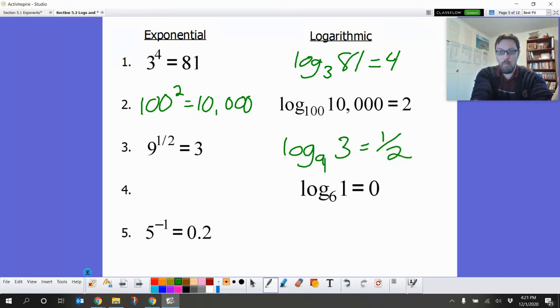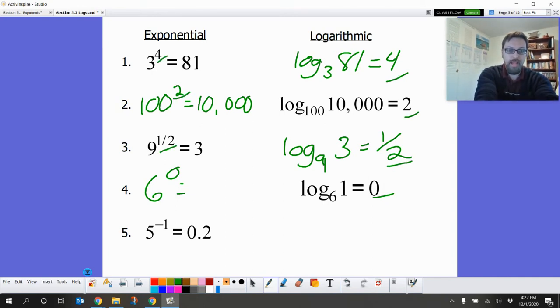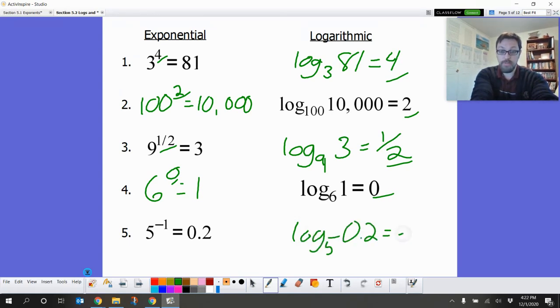Log base 6 of 1 equals 0. Our base is 6. Our exponent is 0 because logarithms always equal an exponent. This is always an exponent. Look at that: 4, 2, 1/2, 0. 6 to the 0, oh, that's 1. Easy. Base of 5, exponent of -1 equals 0.2. Log base 5 of 0.2 equals -1. Translated. Okay.